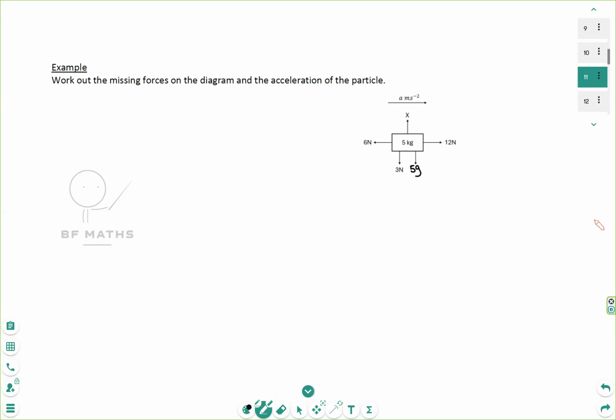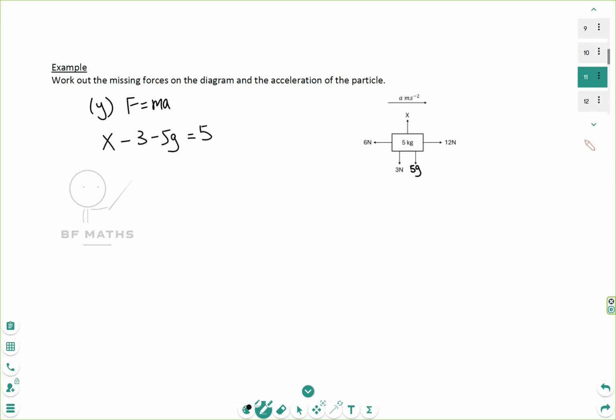Okay. So to work this question out, what we can do is look at it horizontally and vertically separately. So let's look at it vertically first. Vertically, so y. Let's use F equals ma. The force: upward force x, take away downward force 3, take away 5g, equals the mass 5.